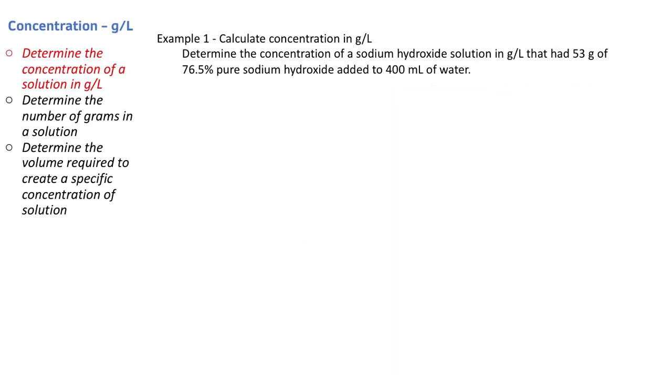So it's effectively a concentration unit where you're working out the mass of something per number of liters. It's very similar to moles per liter, but instead of moles, we're doing grams. So we're just going to jump straight into some examples. Let's have a look.